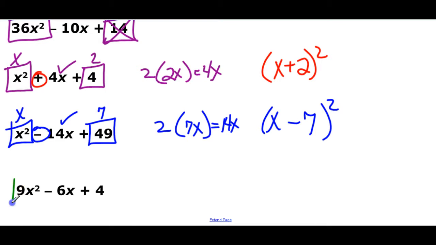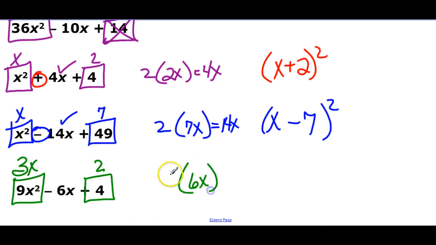Okay, ready? Perfect square, yes, that's 3x. Perfect square, yes, that's 2. Multiply these 2 together, 6x, times 2 means that middle term needs to be 12x. It is not, so that's not a perfect square trinomial. Doesn't mean it can't be factored, just means it's not a perfect square trinomial, so it's not an easy one.